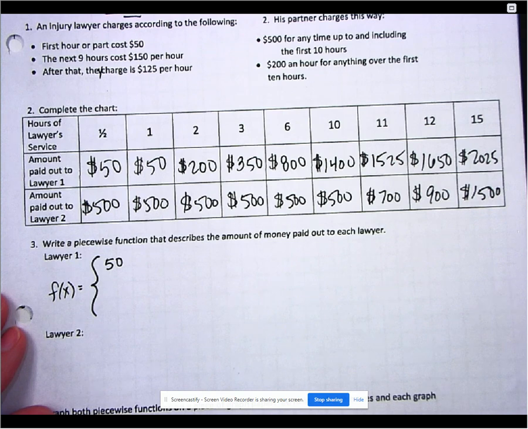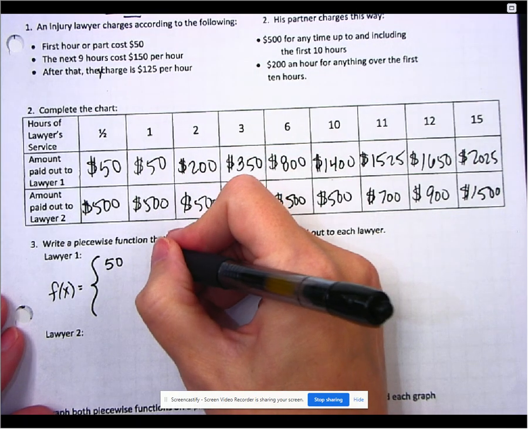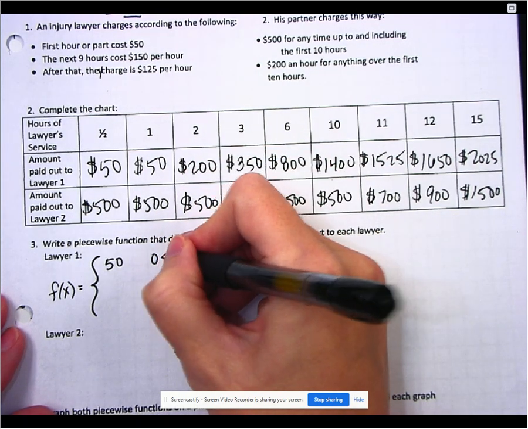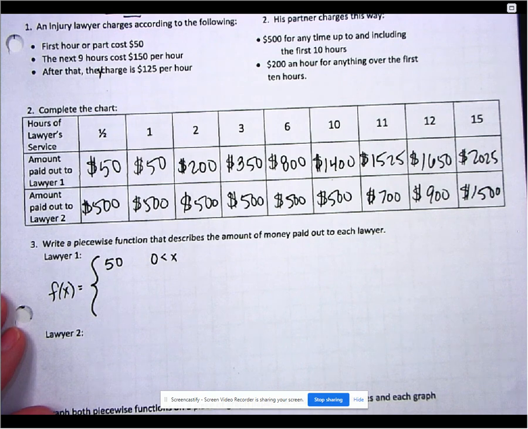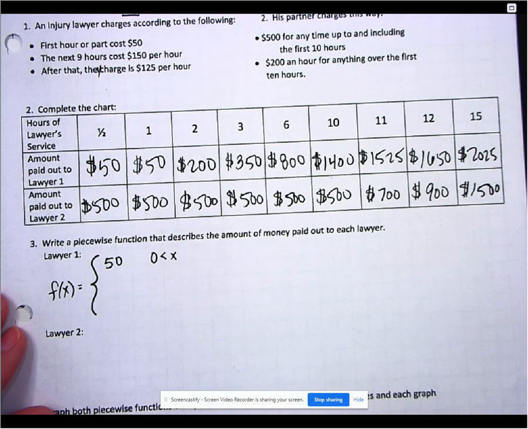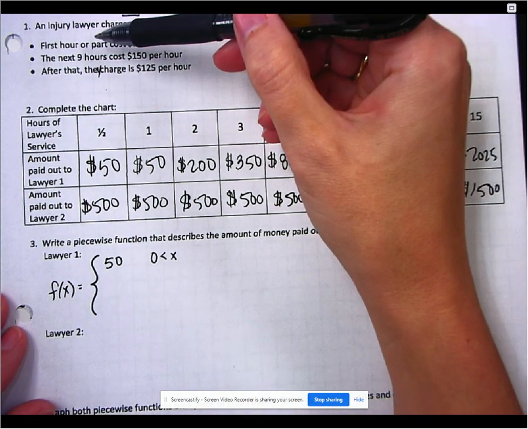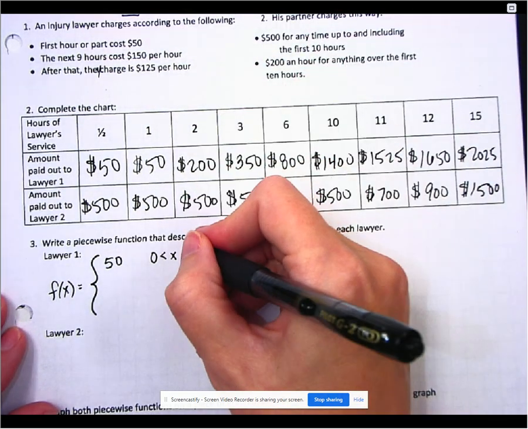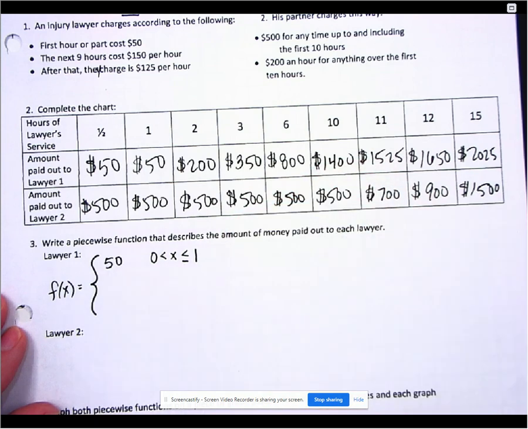And then you have to describe what parts of the domain use that piece. We would start with 0 hours, but we're not going to include 0, because if you're there 0 hours, you're not really there. But then it's the first hour or part of an hour, so up through 1 hour. We do the or equal to on the 1, because the 1 hour is included in it.